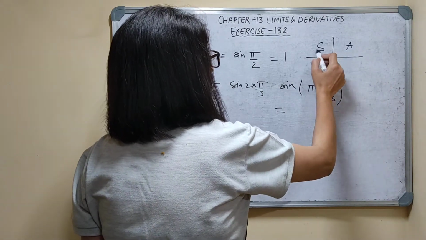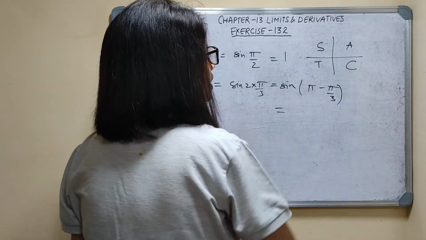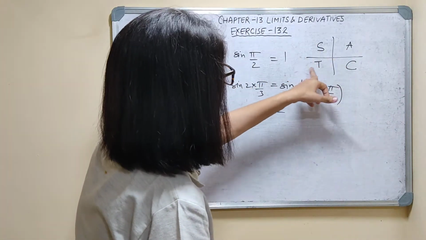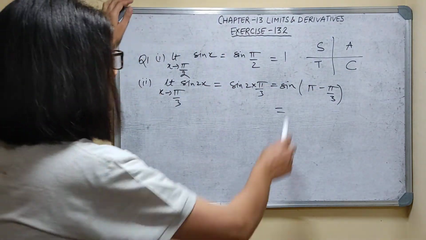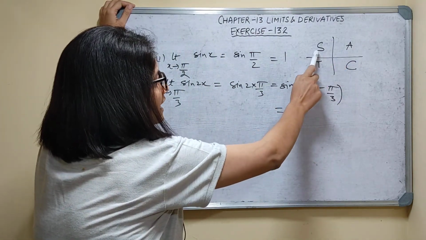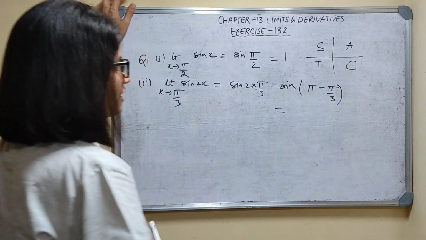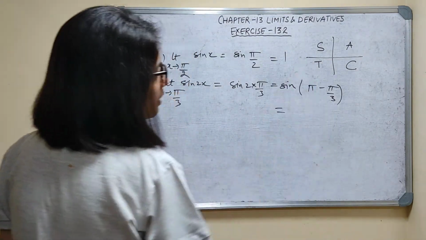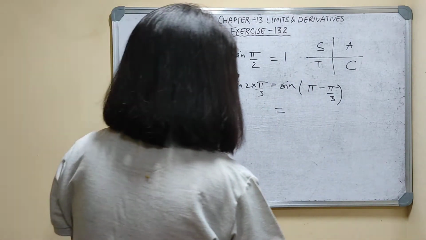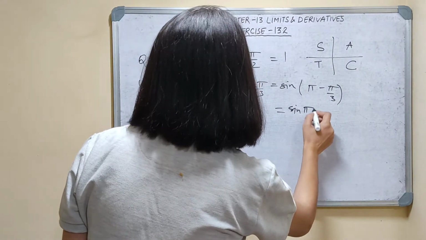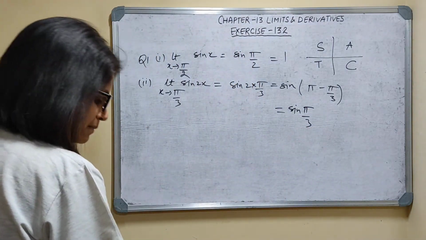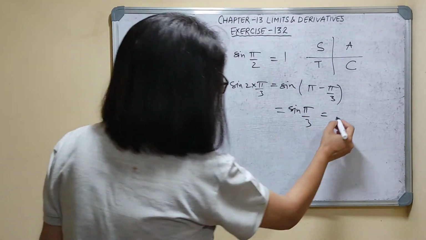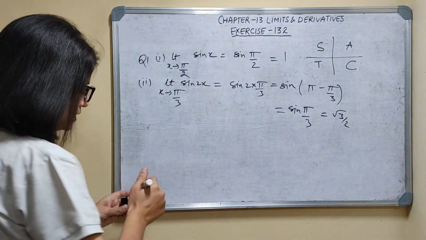Here all are positive, here sin is positive, here tan is positive, here cos is positive, cot is positive. All, sin, tan, cos is positive. So this is first quadrant, this is second quadrant, this is third quadrant, this is fourth quadrant. So 2 pi by 3 I am writing as pi minus pi by 3. So sin 180 minus theta means in second quadrant. So sin will be what? Positive. So sin pi by 3. Sin pi by 3 means what? Sin 60. So sin 60 value is what? Root 3 by 2 is the answer.